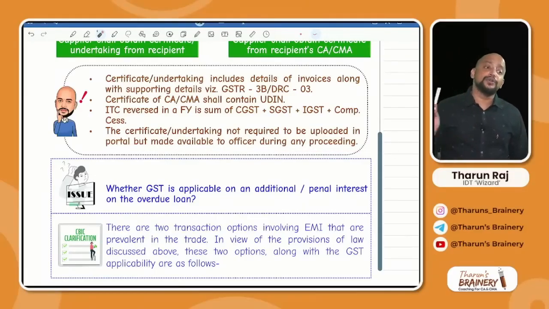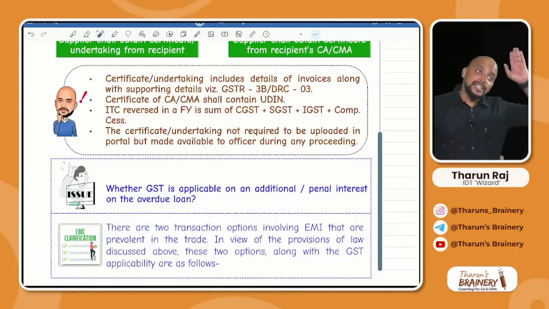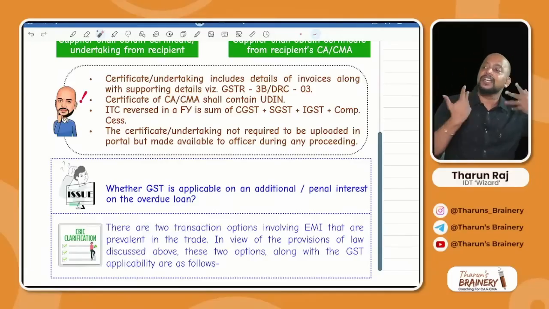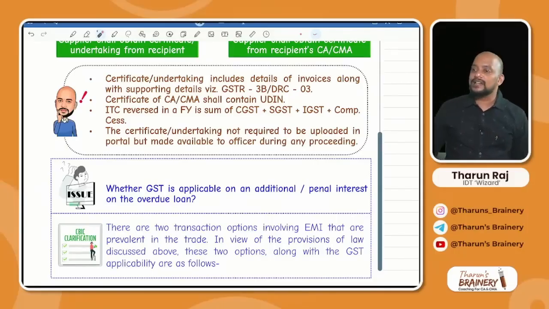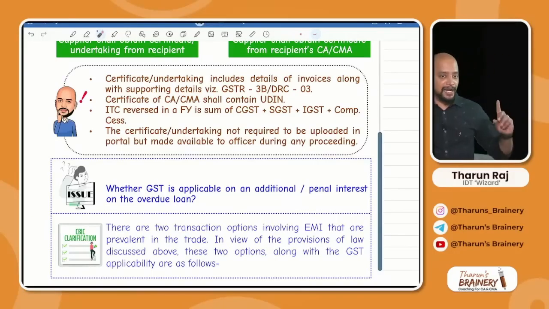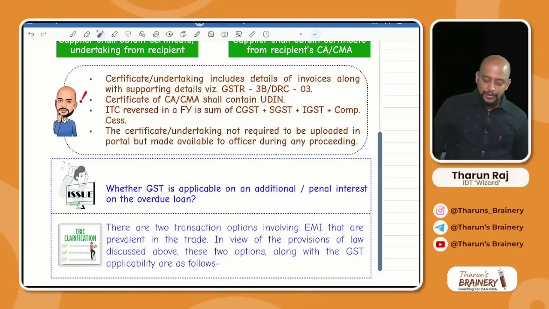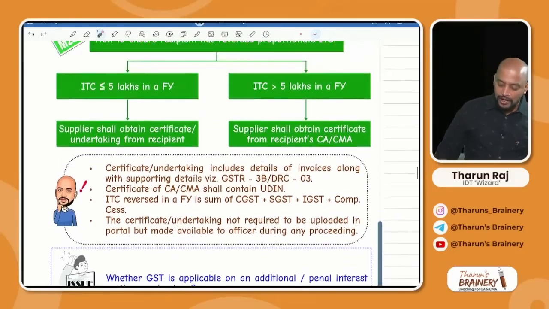And we need to do it for the past periods also, that is 17-18, 18-19, 19-20, every financial year. Yes, every financial year. Now the supplier needs to get it from the recipient. Is it clear? So this is a retrospective amendment, applicable for all past periods also.